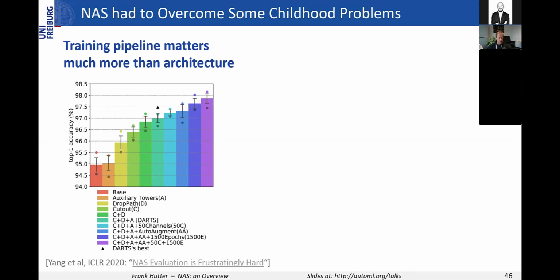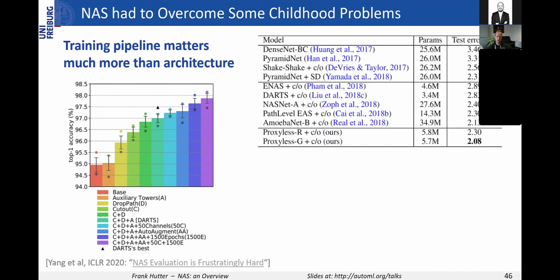And then they also had more channels and AutoAugment and more epochs and so on. And then in the end, they actually moved from this performance, 95%, to up here, 97.5%. So really 3.5% just by changing the training pipeline and 0.5% by changing the architecture. So that shows that really different results are very incomparable when they're based on different training pipelines.